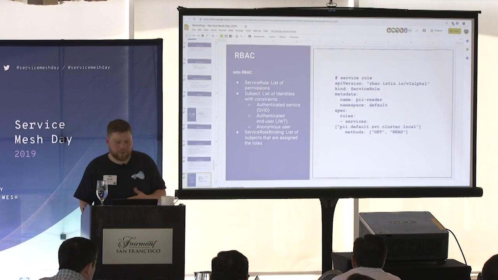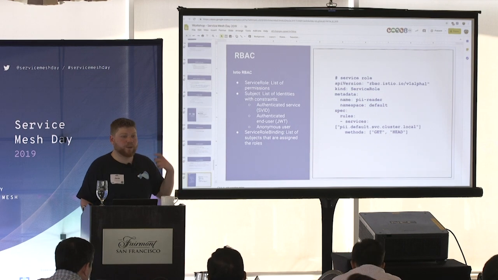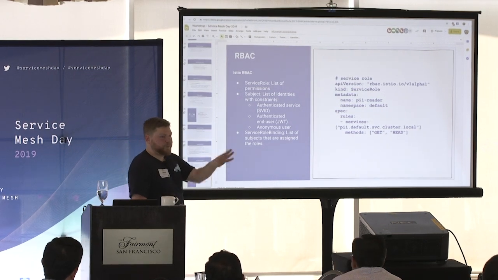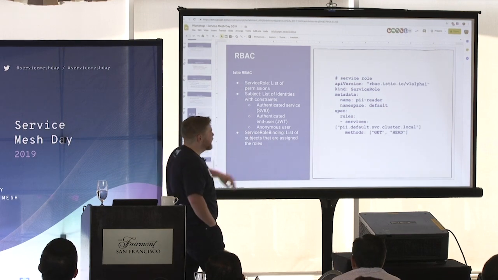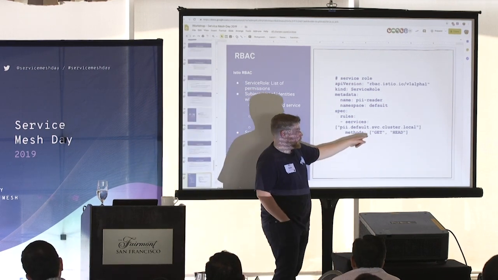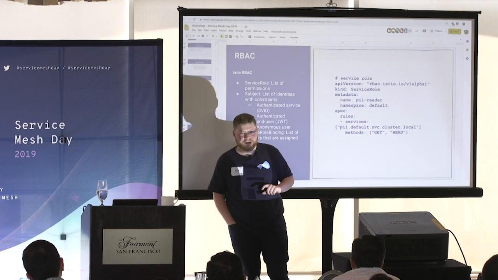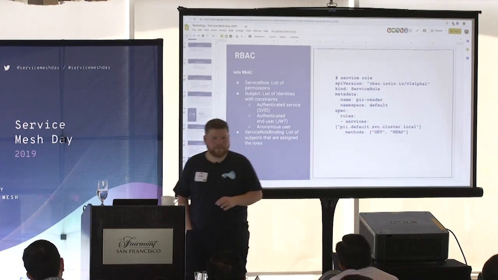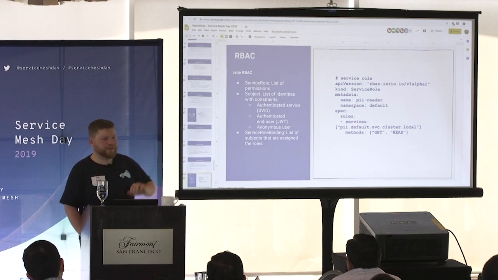And so the way that it works is first we define a role. This is a set of permissions to do something to a service. So this role says that you can do get and head HTTP requests on the PII service. It's not assigned to anyone. It's just a set of permissions that exist.